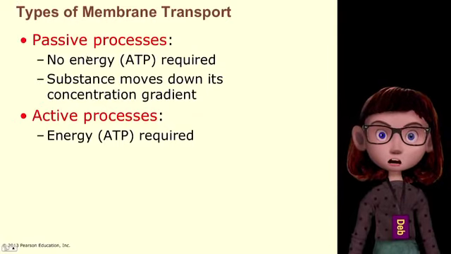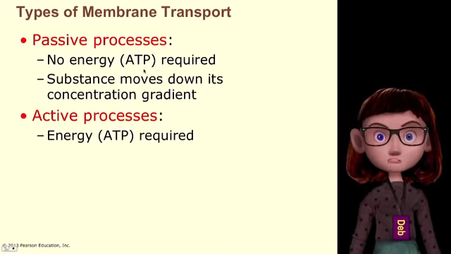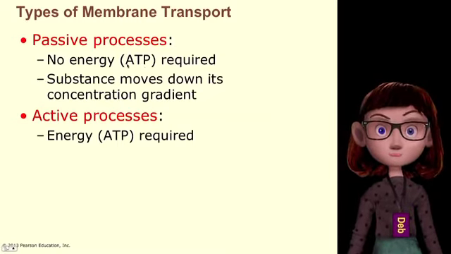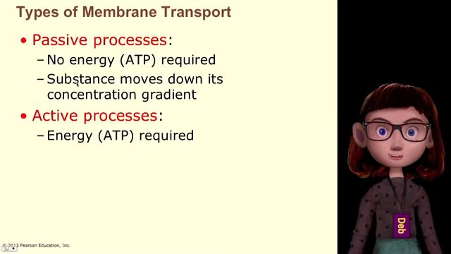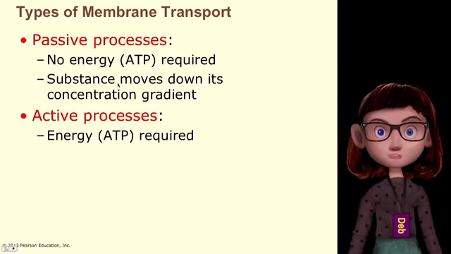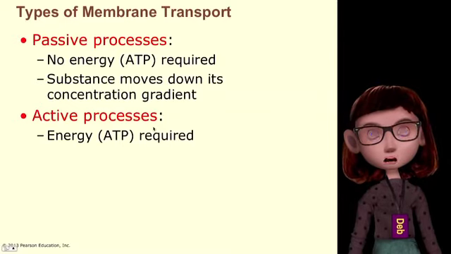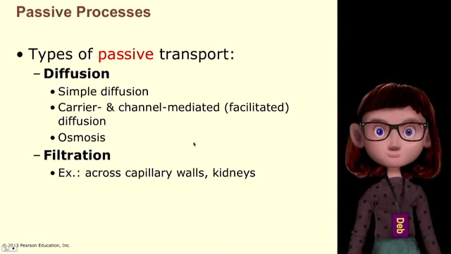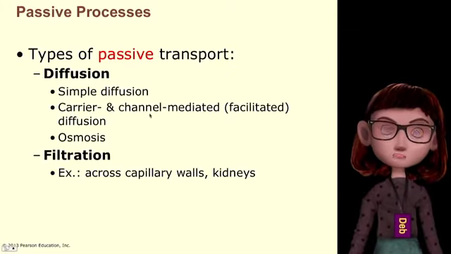Passive processes include those that do not require energy, and of course cellular energy is provided by adenosine triphosphate, ATP. So passive processes don't need ATP. The substance will move down its concentration gradient from an area of high concentration to low. This does not require energy. For active processes, energy is required. Passive processes include diffusion, simple diffusion, carrier and channel mediated or facilitated diffusion, and osmosis.